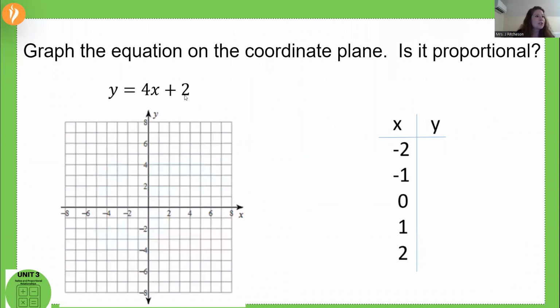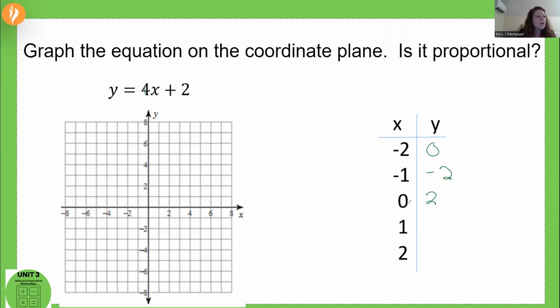All right, graph the equation on the coordinate plane. Is it proportional? So let's start with x equal to -2. 4 times -2 is -8, and -8 plus 2 is -6. What if x were -1? 4 times -1 is -4. -4 plus 2 is -2. What if x is 0? Anything times 0 is 0, and 0 plus 2 is 2.